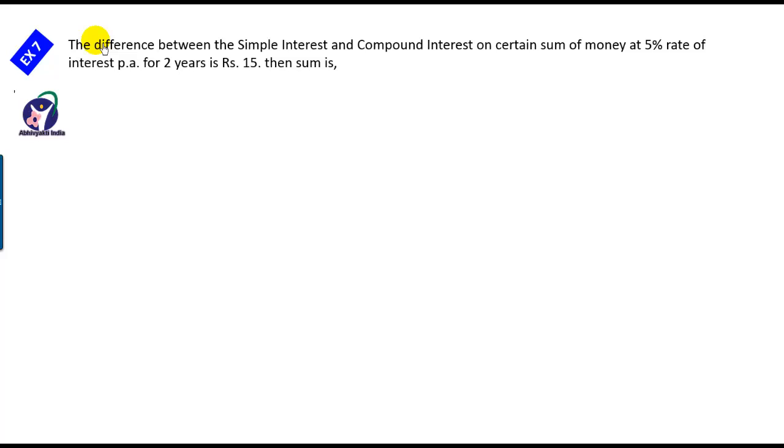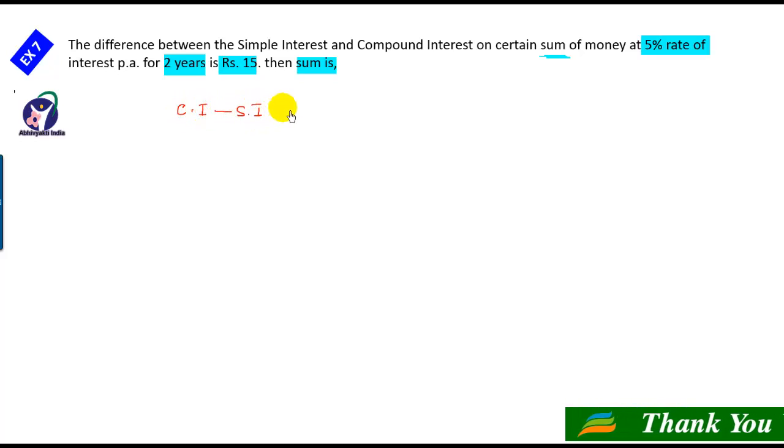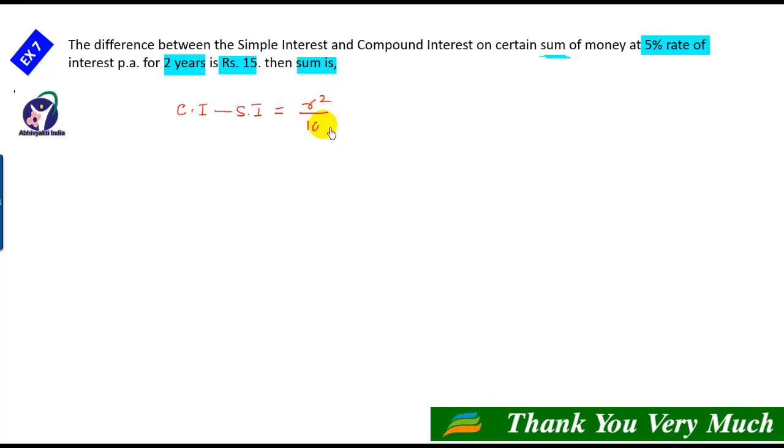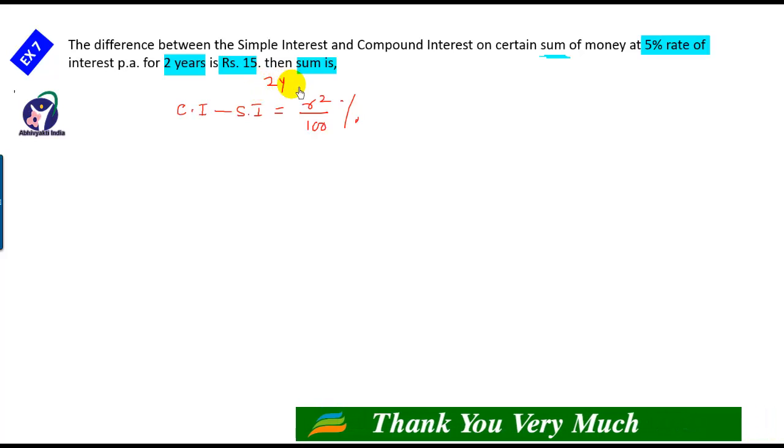The next question on the screen is: the difference between the simple interest and compound interest on a certain sum of money at 5% rate of interest per annum for 2 years is rupees 15, and you have to find what is the sum. The difference between the compound interest and the simple interest on a certain sum, that sum we do not know, at 5% rate of interest per annum for 2 years is rupees 15. The difference is rupees 15, time is 2 years, and rate of interest is 5%, and we have to find the sum. The difference between compound interest and simple interest is given by the formula r square by 100% if it is for 2 years.